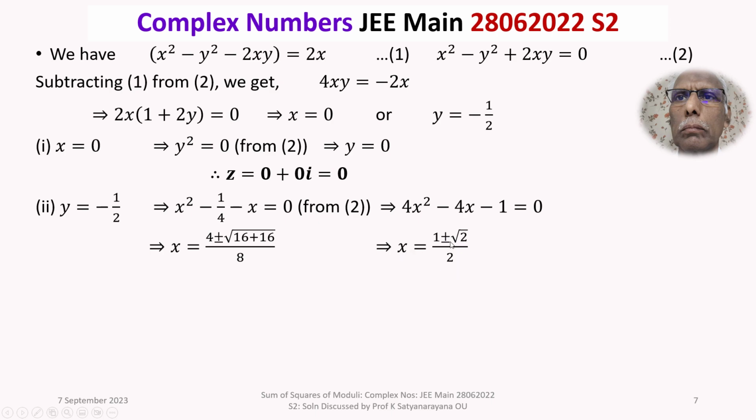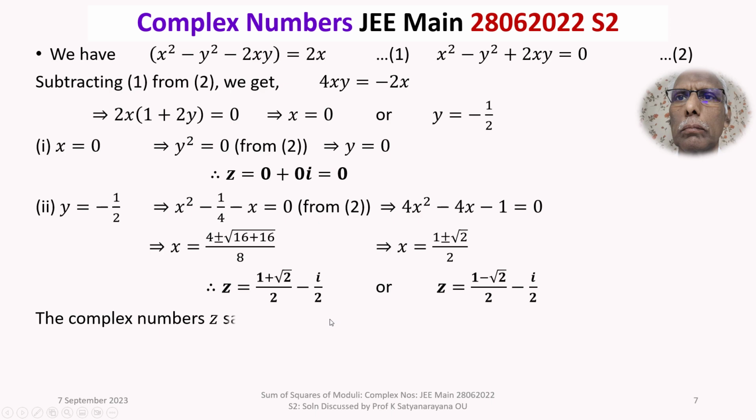Agreed. So x has two values and y has a single value, that is minus 1 by 2. Therefore z is equal to one of the x values, 1 plus root 2 by 2, plus i times minus 1 by 2, that is minus i by 2. And the other z is equal to the other real part, 1 minus root 2 by 2, plus i times y, which is minus 1 by 2, that is minus i by 2. Thus we got the solutions of the given complex equation.